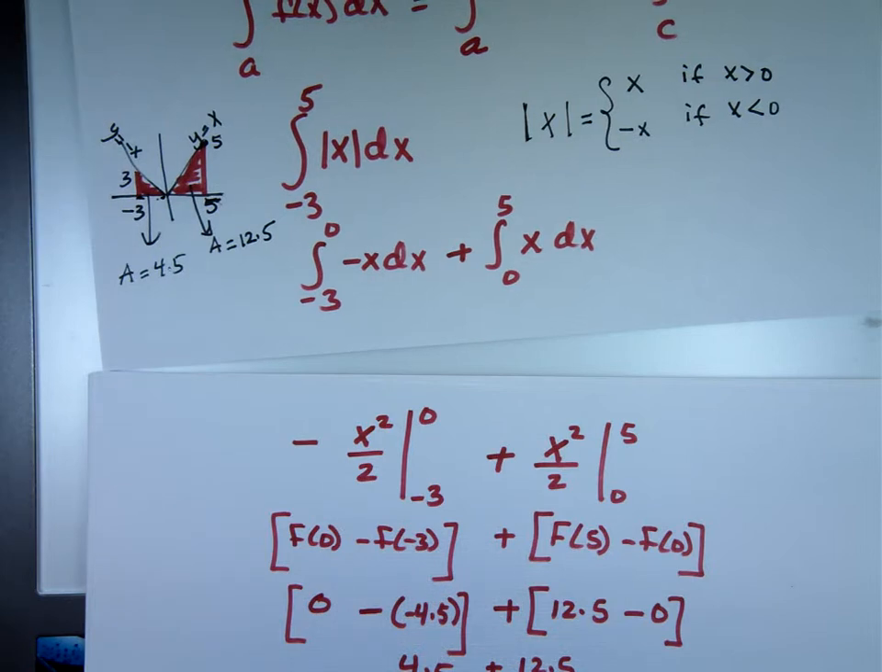It happens to be on the left side, but the actual length of that base is 3 units long. And the actual height of it is 3 units long. So 3 times 3, that's 9 divided by 2, which is 4.5.